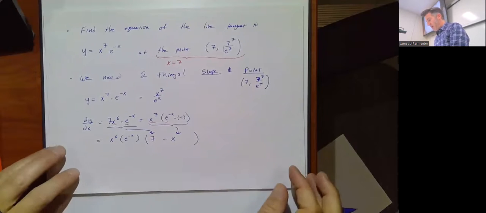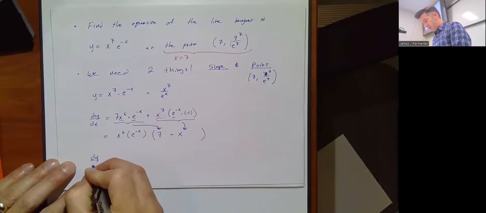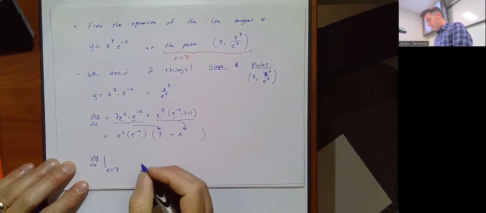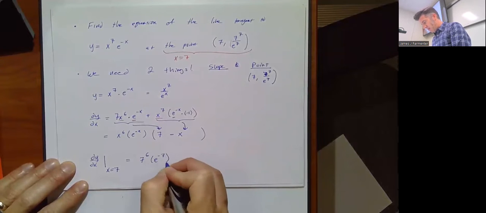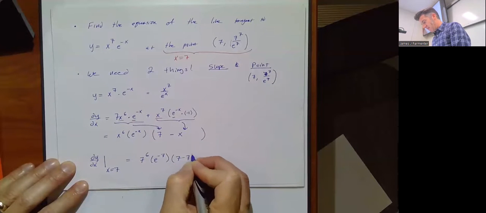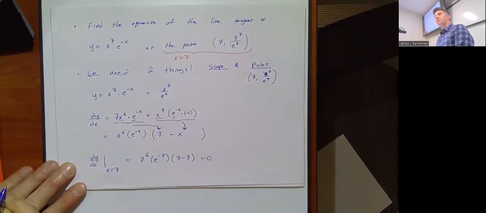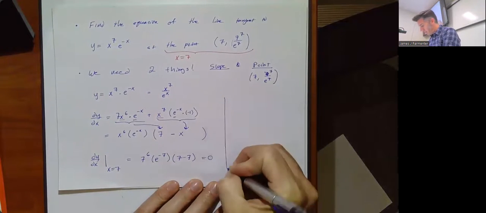Okay, here's what I consider to be a disappointment. When I plug in my x value to find the slope at that point, dy dx evaluated at x equal to 7 is going to be 7 to the 6th times e to the negative 7th times 7 minus 7. Oh. Which is nice as far as having to write the answer, because it makes it really easy to write the equation of the tangent line. If the slope is 0, well, here's my equation of my tangent line.